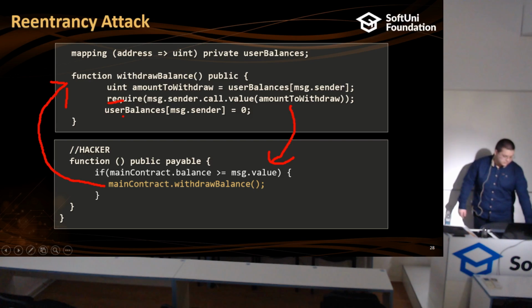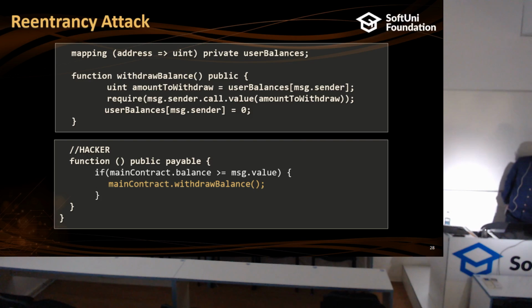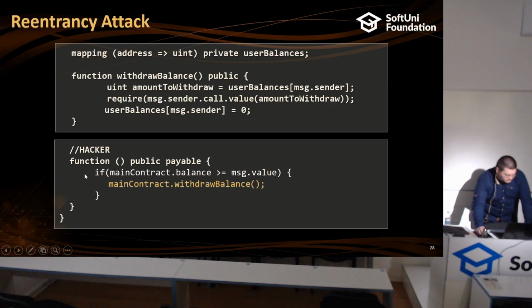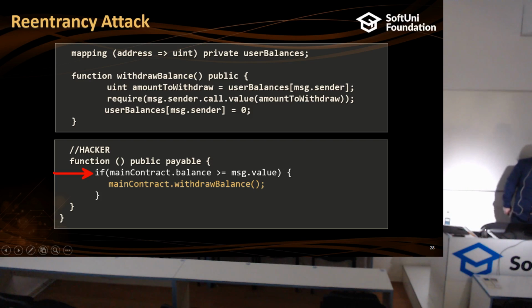And here is something again that you need to notice, that the hacker is very smart: he has this if statement here that checks the balance of the main contract and checks if this balance is still greater than the money that he wants to steal.